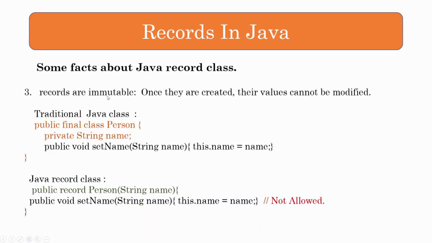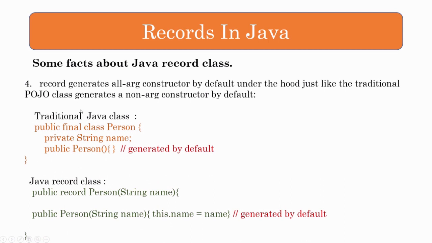So here we have records are immutable. Once they are created, their values cannot be changed. Just like we have seen, when we tried to set the name from Sam to Jean, we are not allowed to change the name because they are final by default. So once a record is created, it cannot be modified. The values cannot be modified, right? Here we can use the setName to change the name of this traditional Peugeot class we have. But coming to record, we cannot use setName to change the name. It's not allowed. It's final, right?